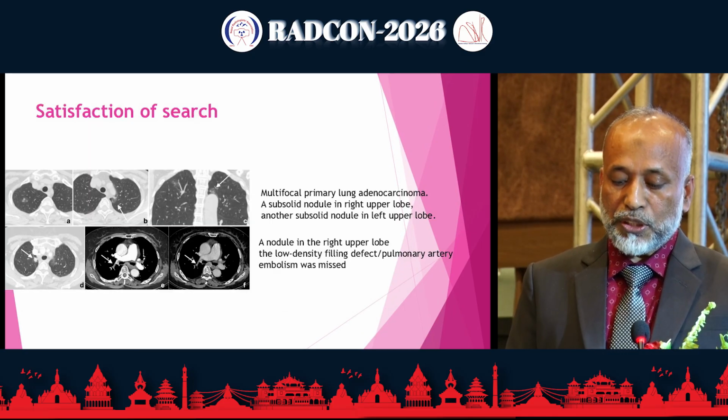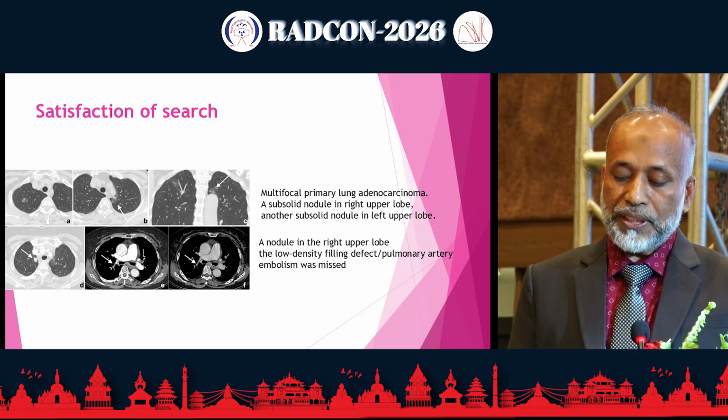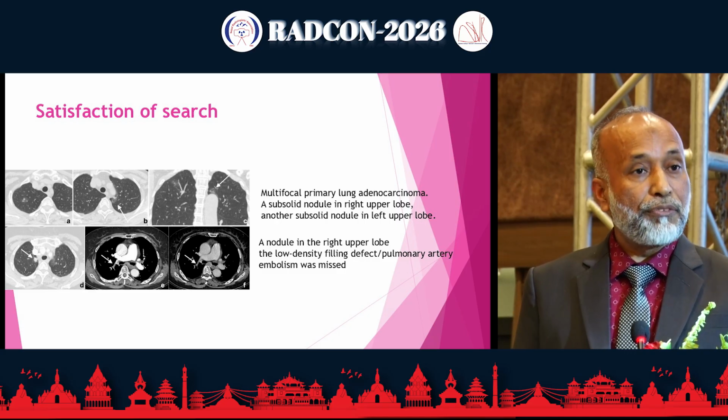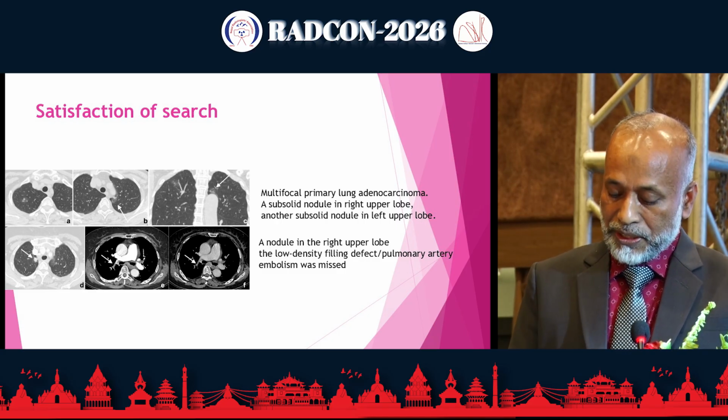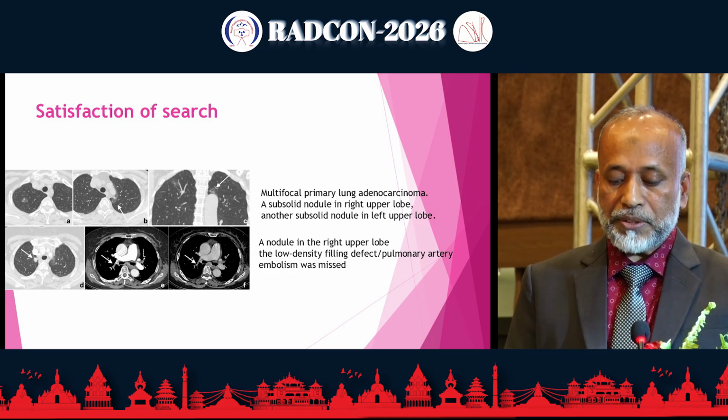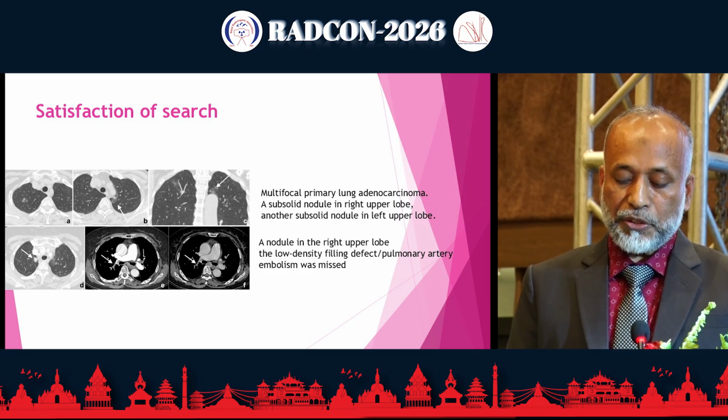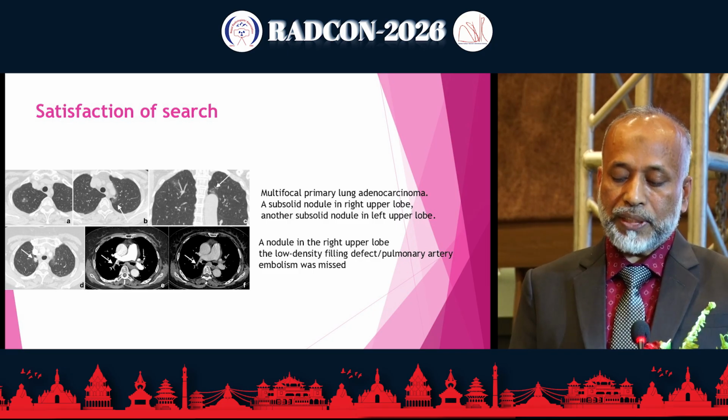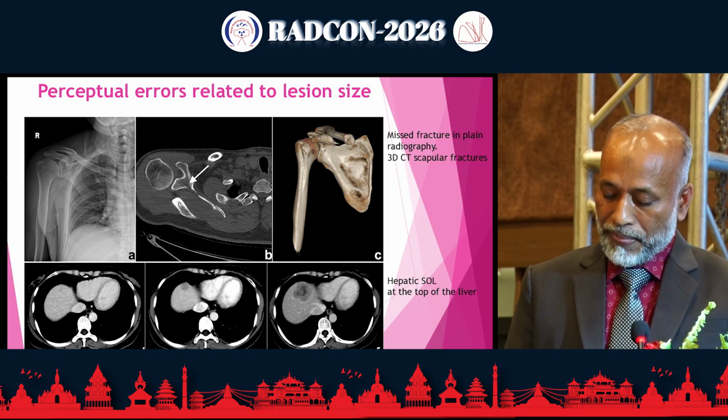This is an example of satisfaction of search. There is a nodular, subsolid lesion. If the radiologist fails to search further, they miss other lesions, like the pulmonary thrombus and another lesion in the left apical lung. Because of the multifocality of lesions, we have to search all the fields. Sometimes lesions are too small and can be missed, like the small hepatic nodules. If we don't look at the subsequent series, it can be missed.